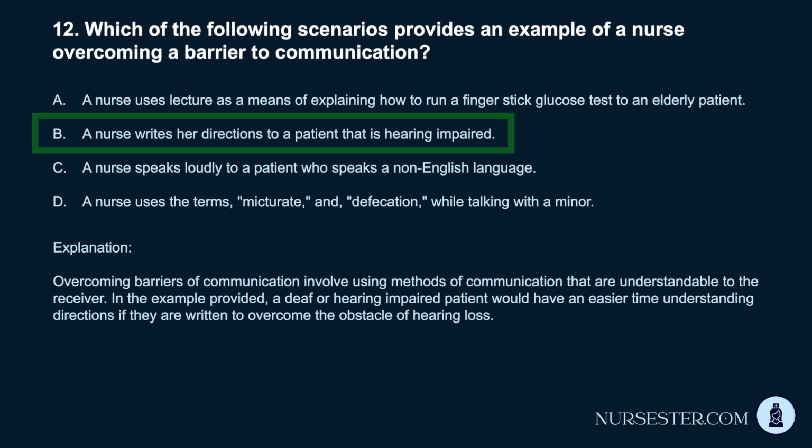Overcoming barriers of communication involves using methods of communication that are understandable to the receiver. In the example provided, a deaf or hearing impaired patient would have an easier time understanding directions if they are written to overcome the obstacle of hearing loss.